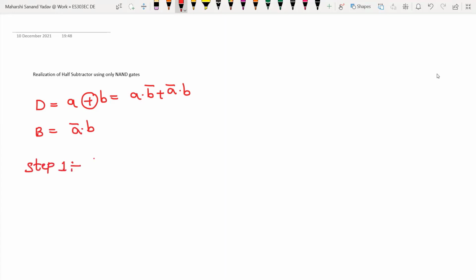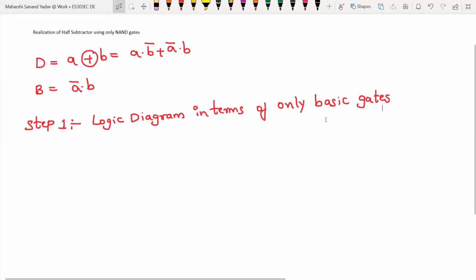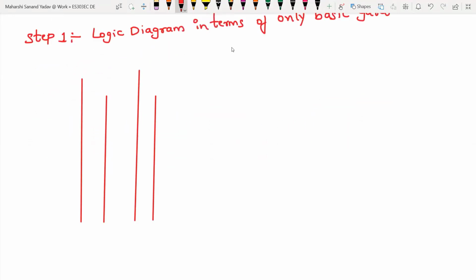Step 1, we have to draw the logic diagram in terms of only basic gates. So let me try to draw the diagram by using only basic gates, that is AND, OR and NOT. Here the two inputs are A and B. A, after passing through the NOT gate, becomes A bar, and B, after passing through NOT gate, becomes B bar. So this is A, this is A bar, this is B, this is B bar.